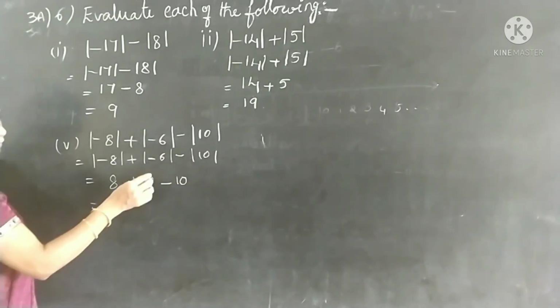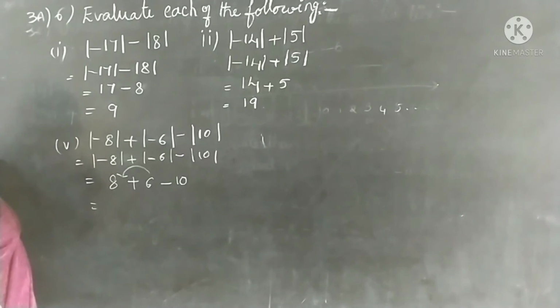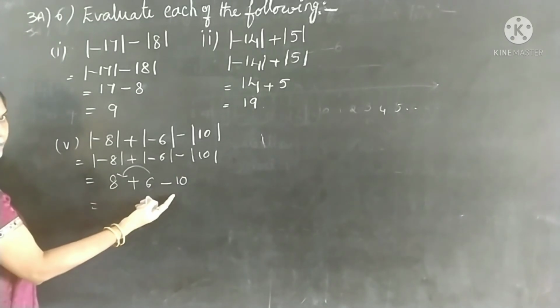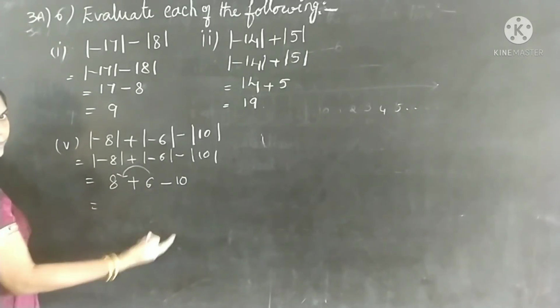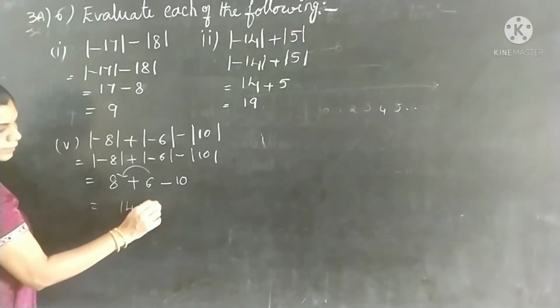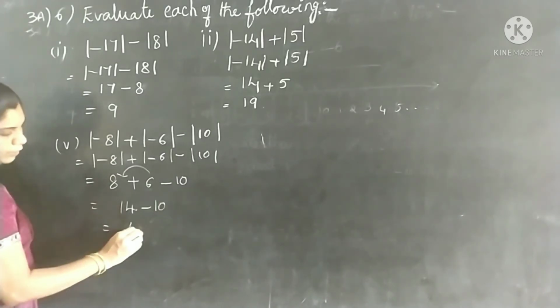Now do this one. According to the rule, you have to add the positive numbers first. Here you have only 2 signs, plus and minus only. So first do the addition and then do the subtraction. 8 plus 6 will be 14, minus 10. 14 minus 10 will be 4.